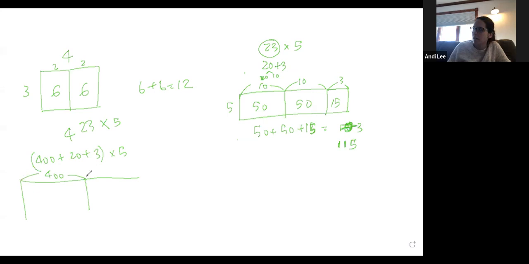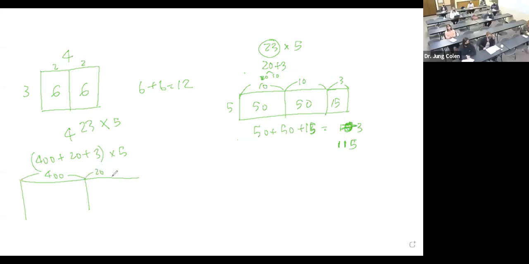Sorry. Okay. This doesn't have to be exactly broken. We can just indicate this is 400, this is 20, and this is 3. And the other side, you can say that's 5. Then you can find the areas there. 4 times 5 is 20. 400 times 5 will be 20 hundreds, right? 20 times 5, or 2 times 5, is 10. So 10 tens, which is 100. And you can do 3 times 5, 15. You can just add them up, right?